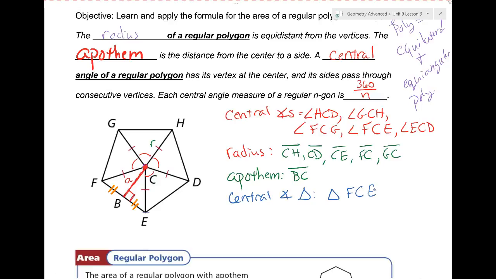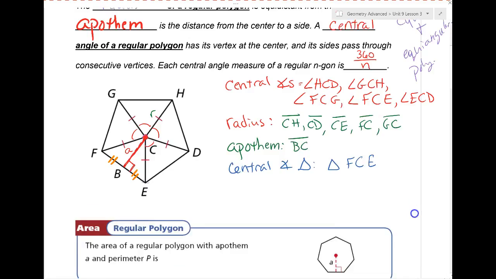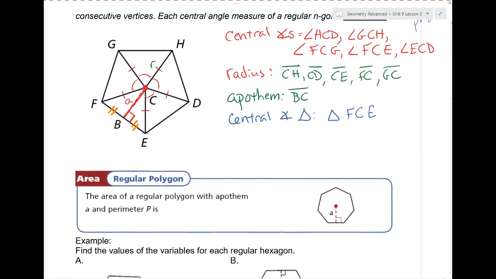And so I'm going to use that knowledge that I'm making isosceles triangles. I know that if I draw the apothem, it bisects the base, in order to help me calculate the area of a regular polygon. Now, what is the formula for the area of a regular polygon? Here's one way you could calculate it and you would always get it right. Find the area of one central angle triangle and then multiply by the number of triangles. Or use the formula that already does all that for you and get it done quicker.